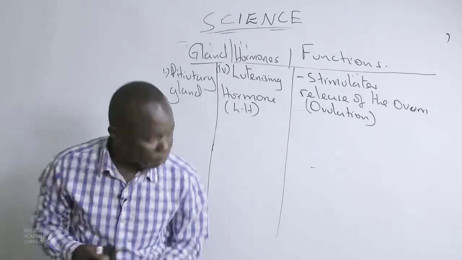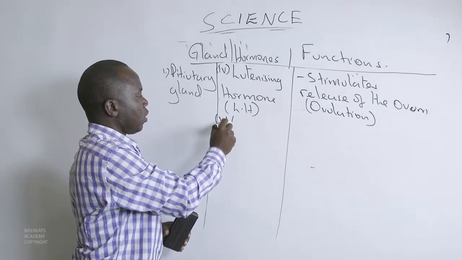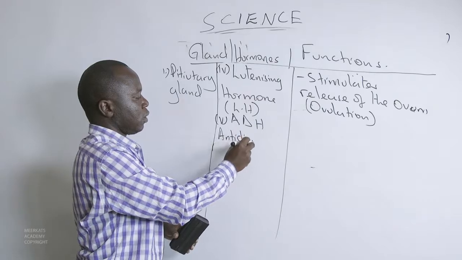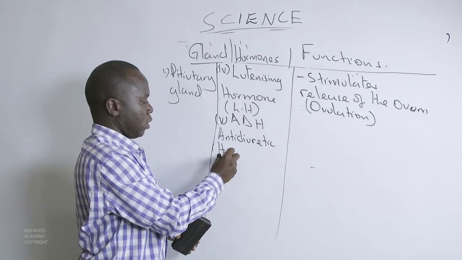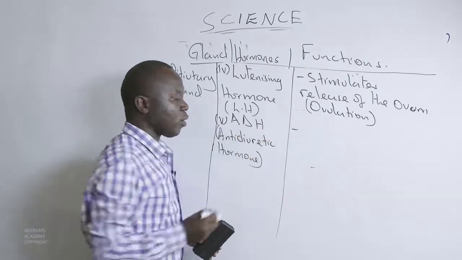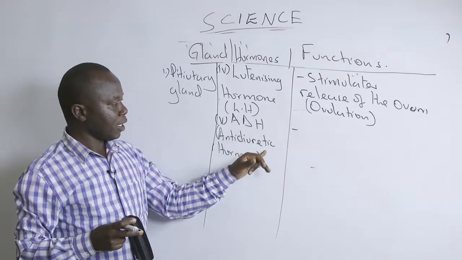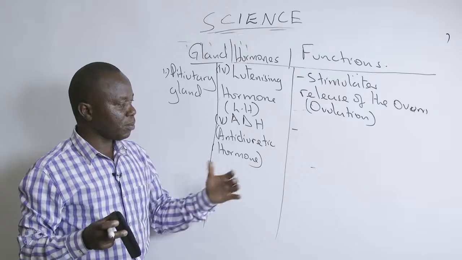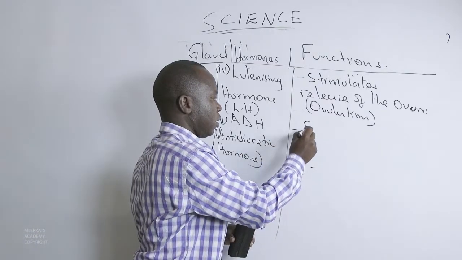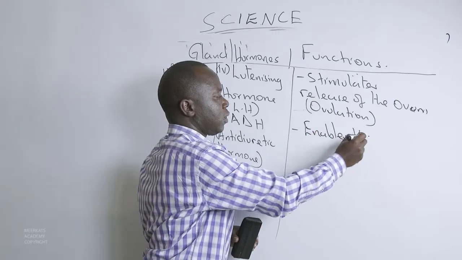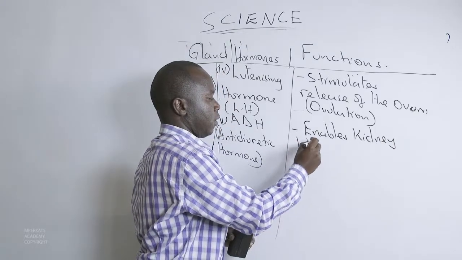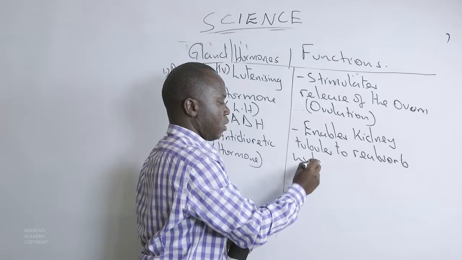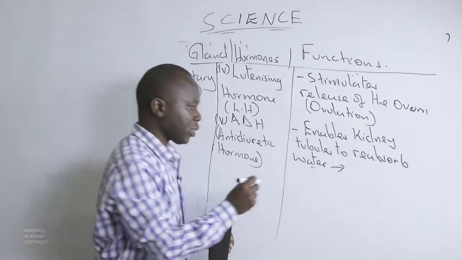Then other hormones include ADH. We have come across ADH. ADH means anti-diuretic hormone. Antidiuretic hormone is important in that it enables the kidney tubules to reabsorb water, so it is involved in regulation of water, which brings about osmotic balance.